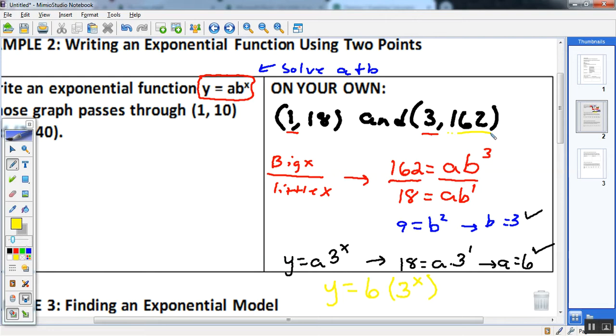B. Once you know B, plug it in down here, and then use another point for x and y to help you solve for A. Once you know your A and B value, plug them in. That's your exponential that models that right there.